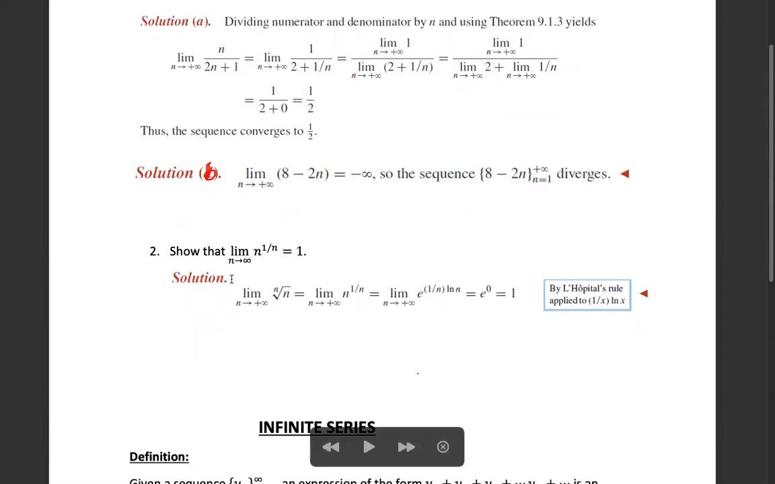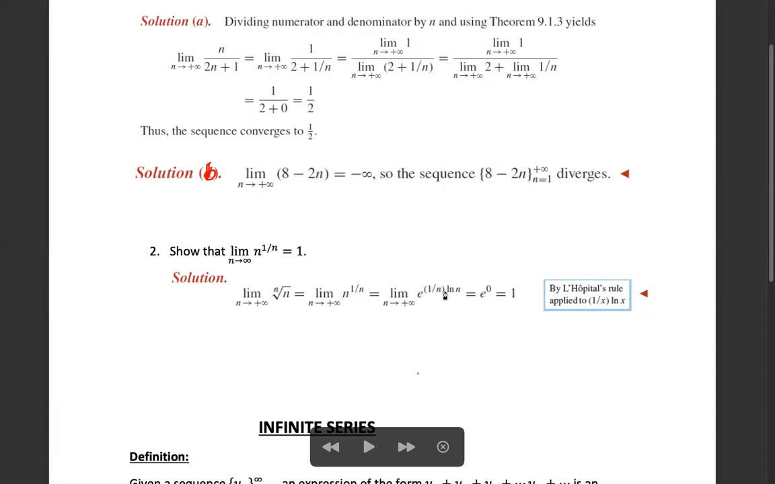Another example shows that the limit as n tends to infinity of n raised to 1 by n is equal to 1, that is, the nth root of n. The limit as n tends to infinity of the nth root of n is equal to the limit of n raised to 1 by n, which equals the limit of e raised to 1 by n log n. As you all know, k into log n is equal to log n raised to k, and e raised to log k is equal to k.